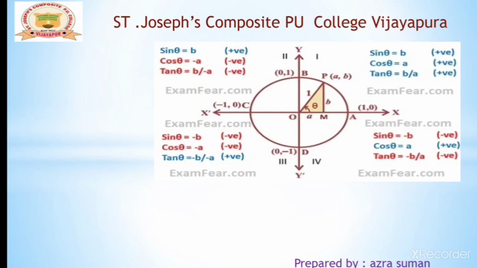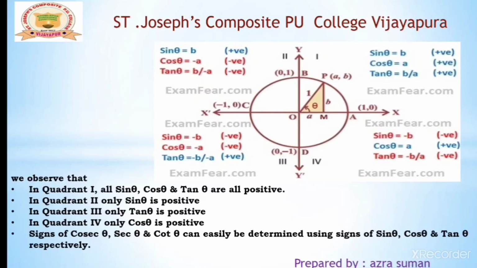Okay. In general, we observe that in the first quadrant, all angles sin theta, cos theta, tan theta and their reciprocals are positive. And in the second quadrant, only sin theta is positive. Its reciprocal cosec theta is positive. Sin and cosec are positive and the remaining are all negative.